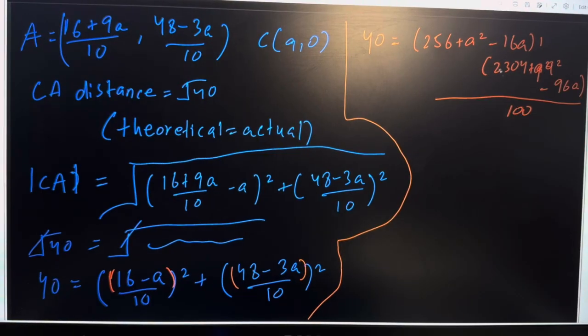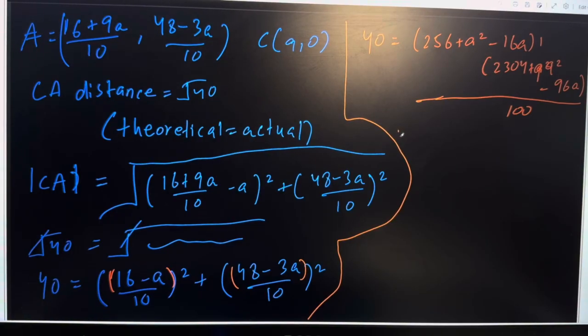Alright, so 2304 plus 9a squared minus 39 minus 96a, all of this fraction, all of this upon 100. So 100 goes there, multiplying by 40, which gives us 4000. So we can just first of all do this. Now plus minus these things. So 256 plus 234, 2304, sorry. First of all, write the thing.